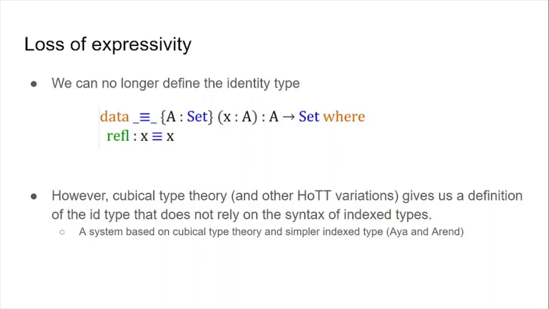In case the identity type is independent of unification-based pattern matching, we can get a type theory with the same expressivity as vanilla Agda type theory without implementing the notoriously complicated term unification problem. Cubical type theories and other hot variations are such type theories.